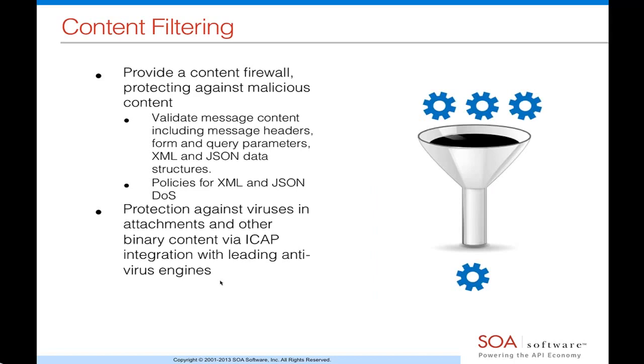The next one is around content filtering. It's along the same line as threat protection, but a slightly different category, which is the content itself that's coming in the message of your API. You need to validate it. You need to validate it against viruses. So if you have some attachments coming through your API, being able to scan it for binary content and integrate with virus engines and scan for viruses. Also check for message consistency and data structure consistency. So make sure that the XML message and the JSON data structures comply with what has been defined in the API definition.